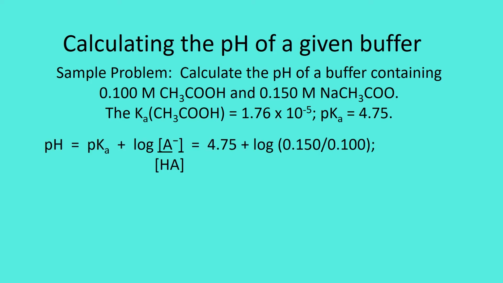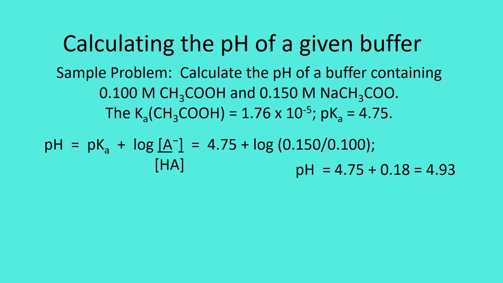First, we'll solve this problem using the Henderson-Hasselbalch equation. Here's the Henderson-Hasselbalch equation. We've substituted the pKa of 4.75, and we have the log of our ratio. When you calculate the log of 0.150 over 0.1, you get 0.18. So our pH is 4.93.